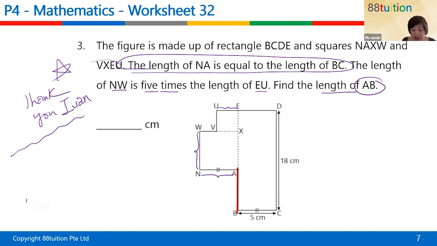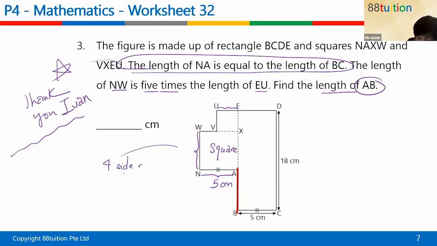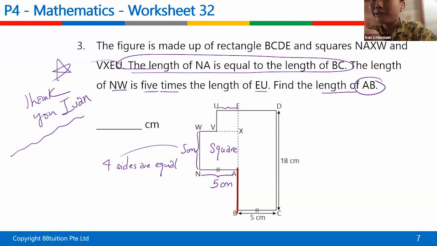Correct. Okay, so first things first, we go to find things that are easily identified, which is BC is equals to NA, and this is 5 cm. And you know what happened here, this is called a what? A square. And 4 sides must be what? Similar? Not similar. 4 sides are equal. You cannot use the word similar. They are definitely equal. Okay. So this is 5 cm. 18 minus 5. Is that all? No. 18 minus, I have a missing thing called EU.